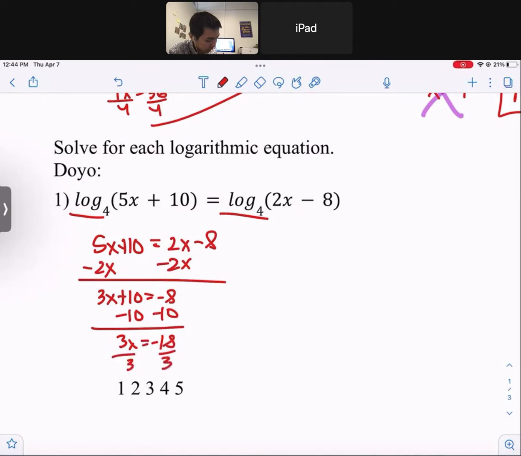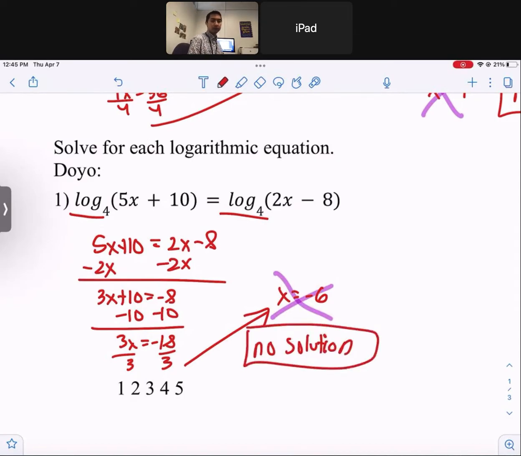Divide both by 3, x equals negative 6. And if we plug this into the original equation, we're going to get negative answers for both of these. A log of a negative number is never good, so that cannot be an answer. So we got no solution because we have no other answers we can choose from. So scale that from 1 through 5.